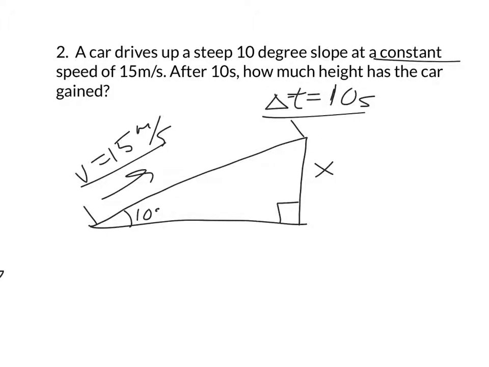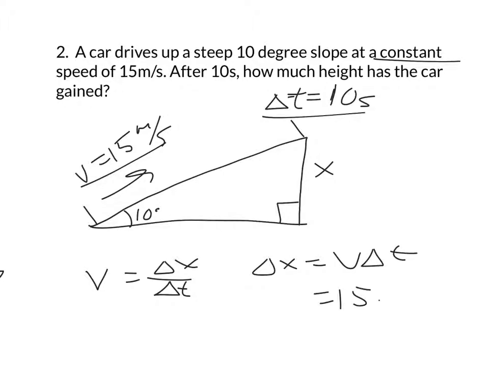So we can do v is delta x over delta t, but we're looking for delta x, so delta x would be equal to v times delta t, and we have both of those. That's 15 meters per second times 10 seconds. Seconds will cancel, and I will get 150 meters. So I can label that there. That's 150 meters, and now I just need to solve my triangle, because I have a 10-degree angle.